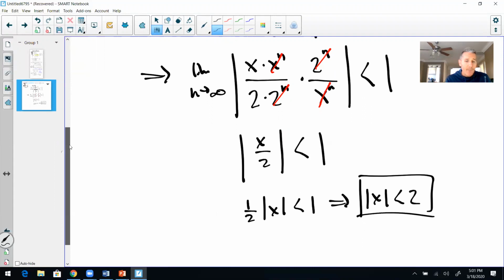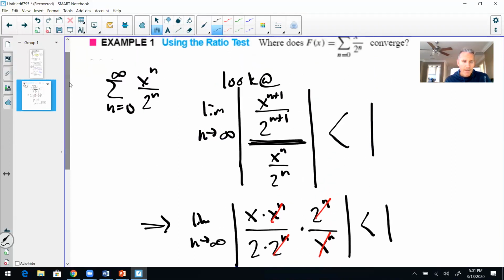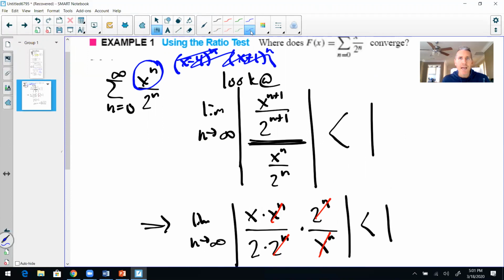Now, going back up to this, if you notice right here, this is just x to the n. So it's not x minus 4 to the n or x plus 1 to the n or anything like that. But those guys would be centered at a different c value.